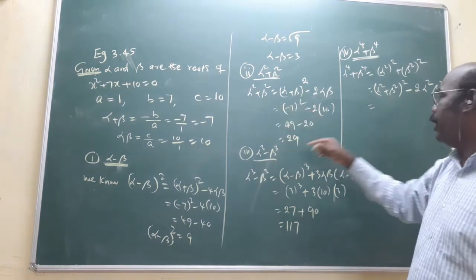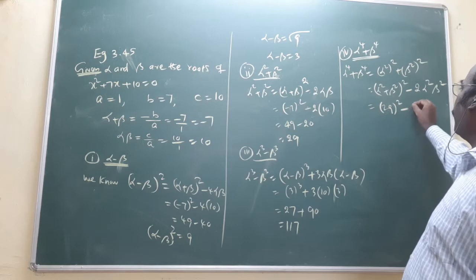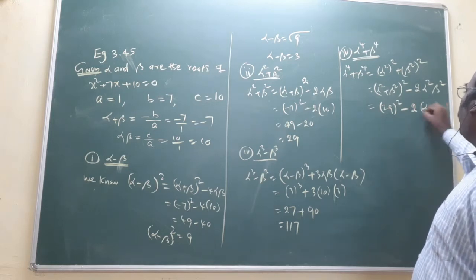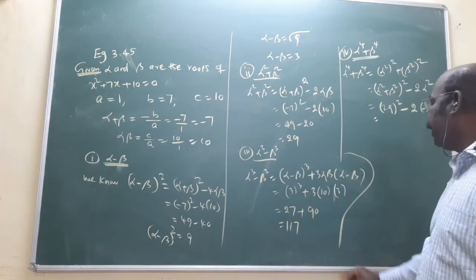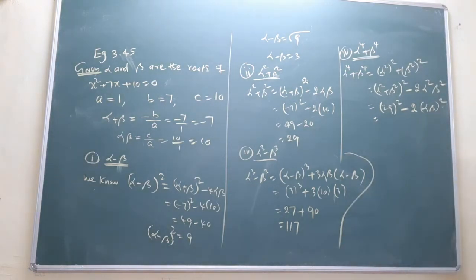What is the answer? 29 whole square minus 2 into alpha into beta whole square. Am I correct? Now 29 square, 29 into 29. You put the value for 29 and get the answer. 29 times 9 is 261, 29 times 2 is 58, plus 580, total 841.